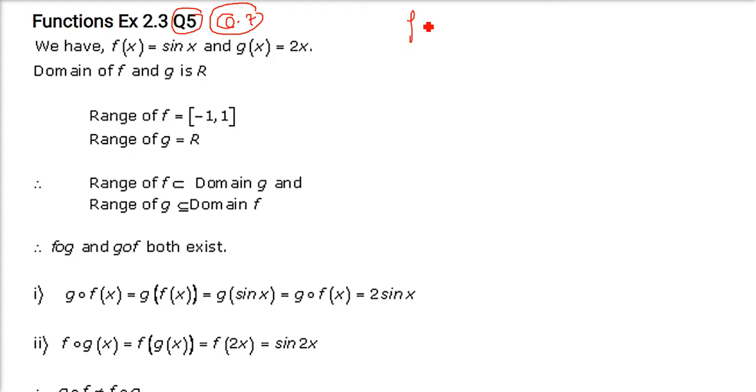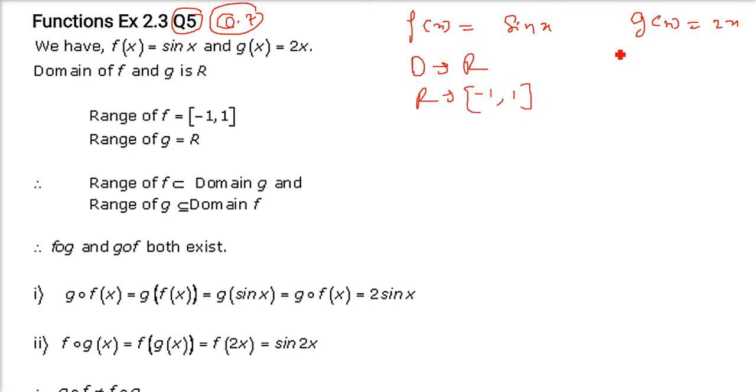Okay, so coming to the question, fx is sin x and gx is 2x. The domain is all real numbers, and the range is -1 to 1. We have already seen that sin x has this range. For 2x, the domain is real and the range is also real numbers. So the range R is a subset of the domain D, so fog and gof both are defined.